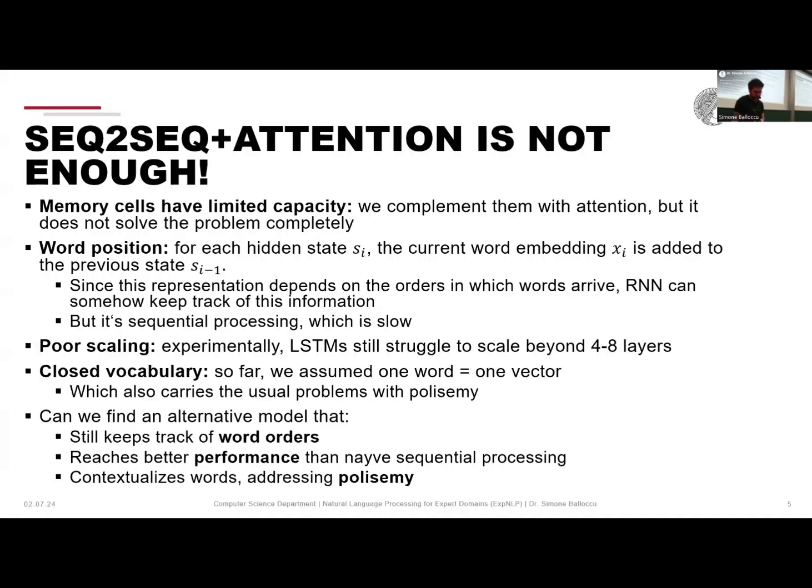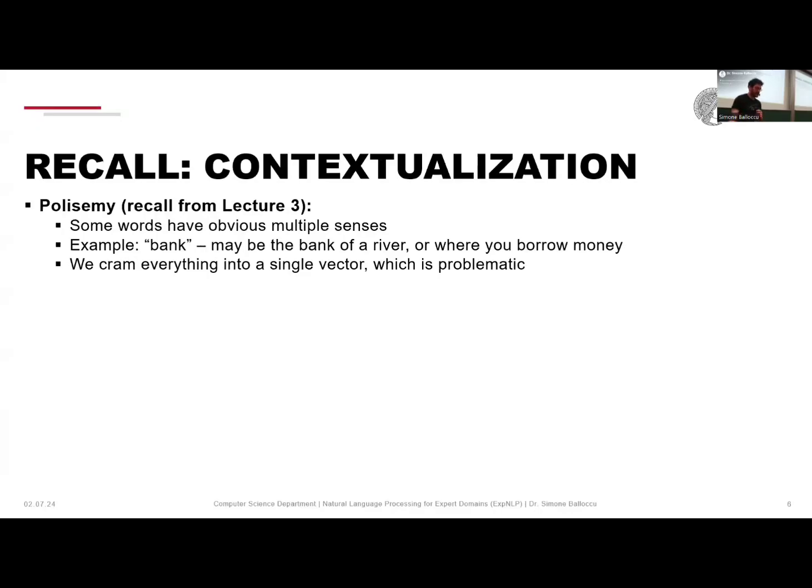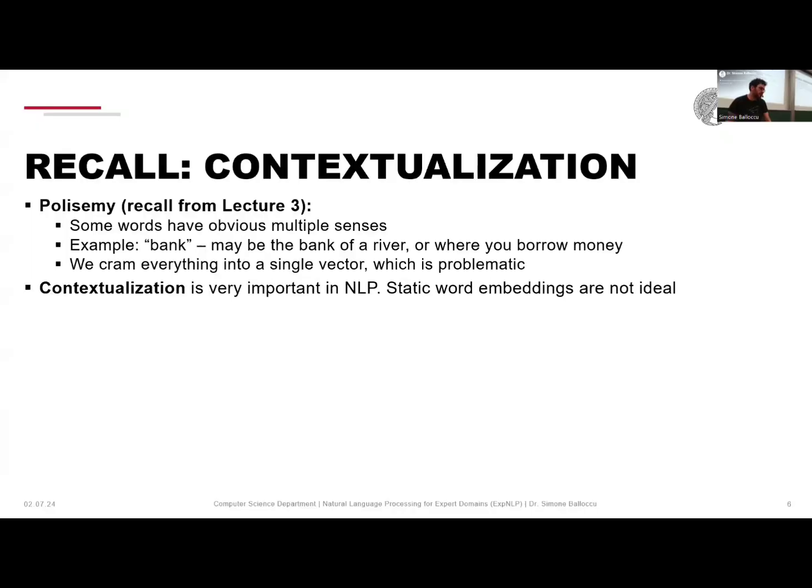Yes, we can. But first, we start from a bit of recall on contextualization. If you don't remember, we have this issue from lecture 3, I think, of the embeddings and polysemy. So words have multiple meanings, but we are using one vector for one word. So this is a problem because we entangle all these different meanings into a single element. Contextualization is very important in NLP, and static word embeddings are not a good way to achieve contextualization.